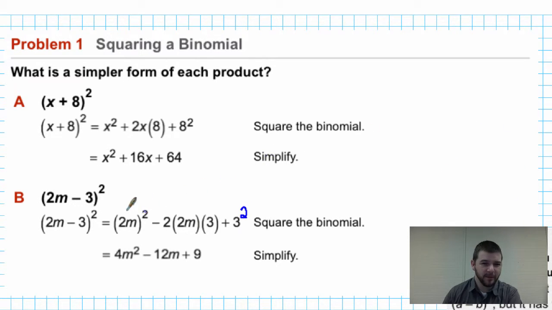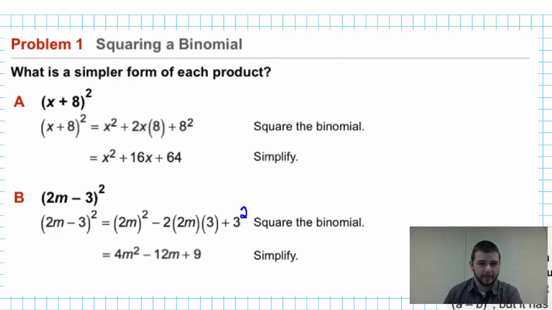Alright, continuing on, we simplify and find 4m squared. Remember this property of exponents, the 2 will distribute to both the 2 and the m, so 2 squared is 4, m squared is m squared, minus 12m, 2 times 3 times 2 is 12, 12m, plus 3 squared is 9.